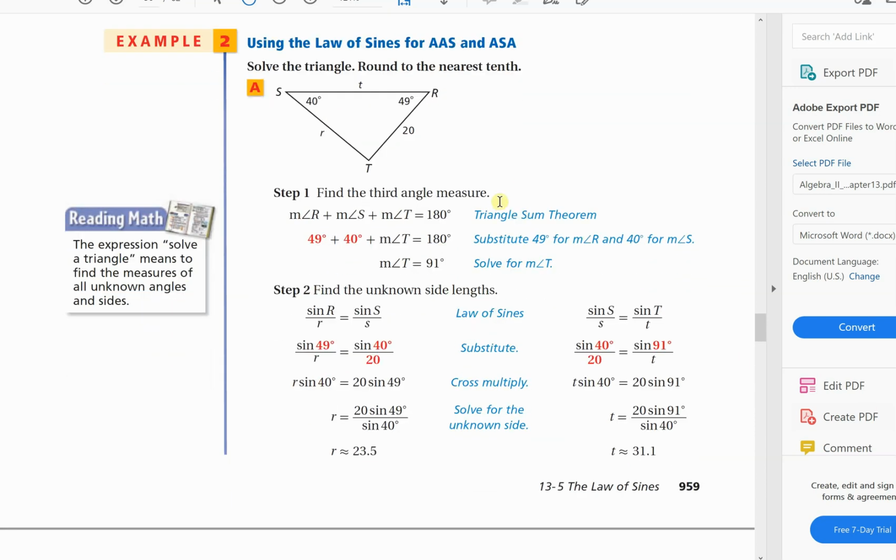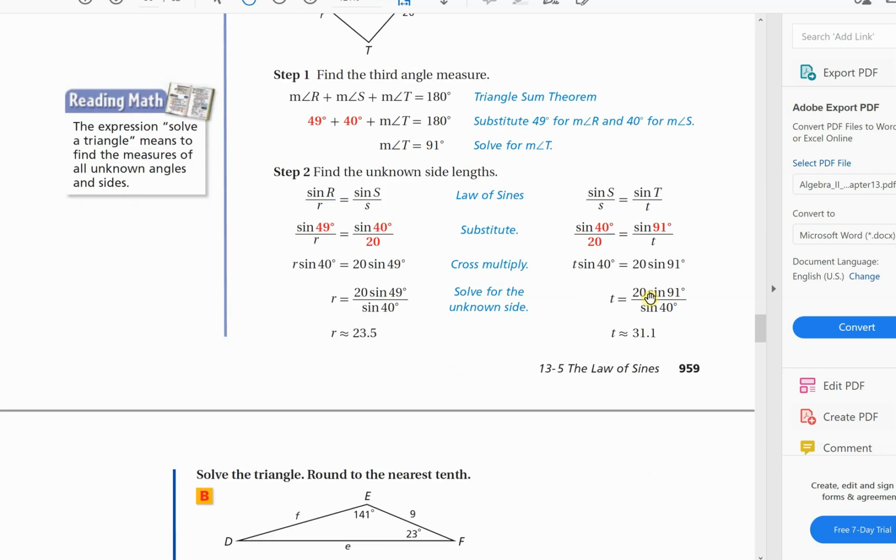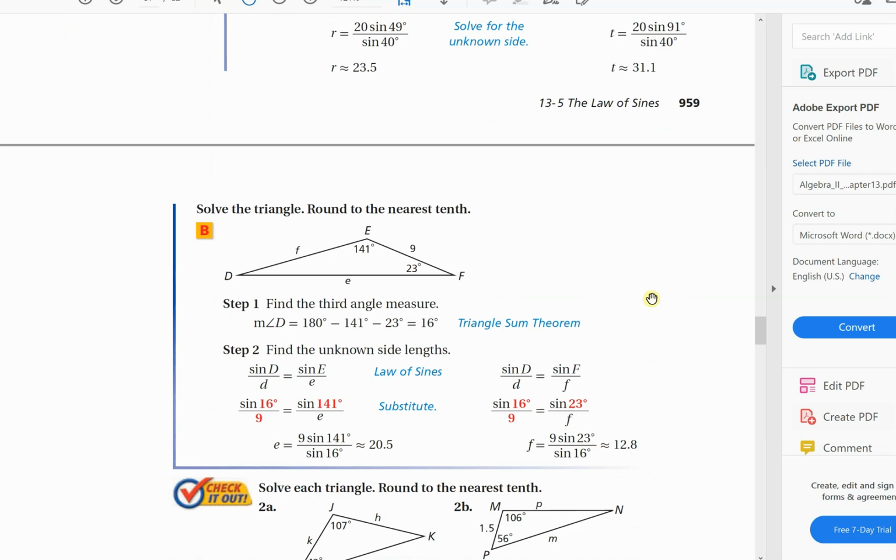So I just set up my proportions. The sine of R over R is equal to the sine of S over S. So sine of 49 over R is the sine of 40 over 20. Work it out. Use your calculator. Cross multiply. R is about 23.5. Then we're going to do that same thing. Sine of 40 over 20 is equal to the sine of 91 over T. Work it out. You get T is about 31.1.